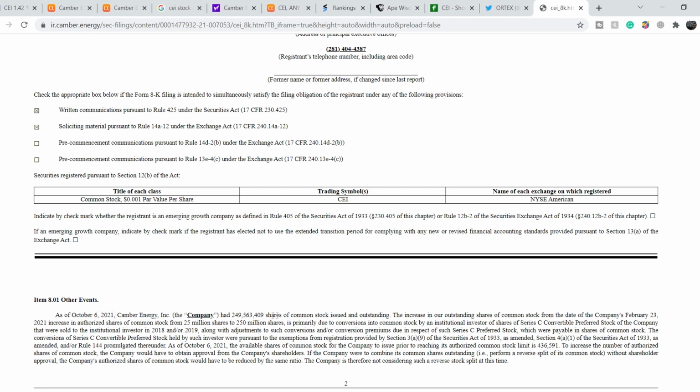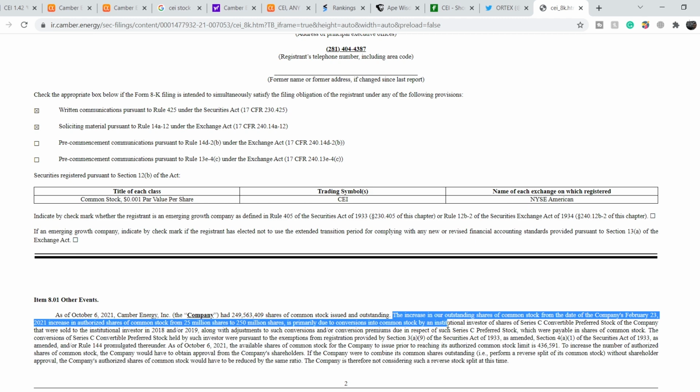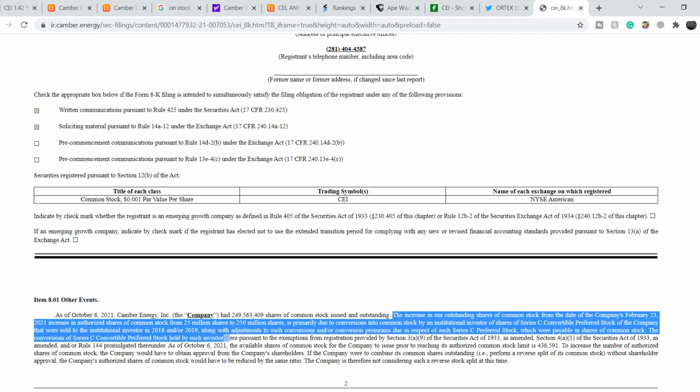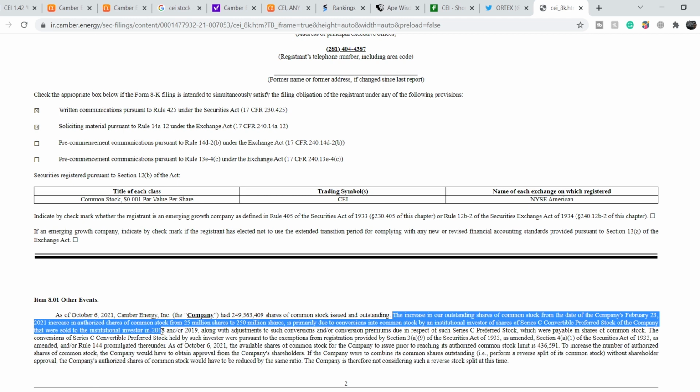October the 6th, and it says, the increase in our outstanding shares of common stock from the date of the company's February 23, 2021 increase in authorized shares of common stock from 25 million shares to 250 million shares is primarily due to conversions into common stock by an institutional investor of shares of Series C convertible preferred stock of the company that was sold to the institutional investor in 2018 and/or 2019.